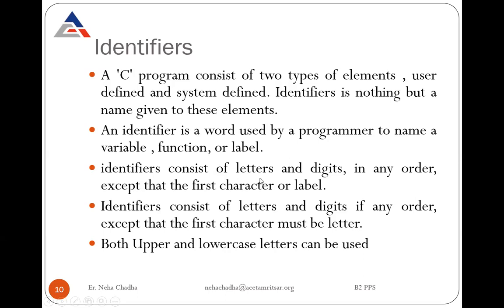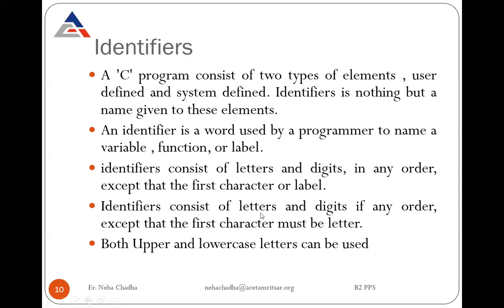Identifier consists of letters and digits in any order except the first character or label. It means when you are going to give an identifier, you can use letters or a combination of letters and digits. But it will vary where you can give the digits. You cannot write int 1 equal to 20. You have to write int a equal to 20. You have to use a letter here.